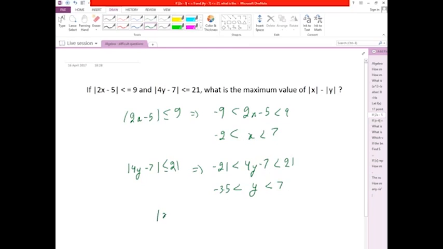You need to find the value of mod x minus mod y. So you need to maximize mod x, and the maximum value that mod x can take is 7. So this will be 7, and you need to minimize mod y. To minimize mod y, you can take 0, because 0 is within this range. So this value will be 0. So the maximum value of 7 minus 0 will be equal to 7. Reasonably straightforward. I just did it so that we cover how to split inequalities using the mod function as well.